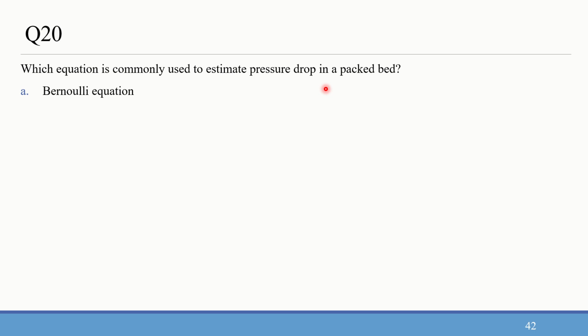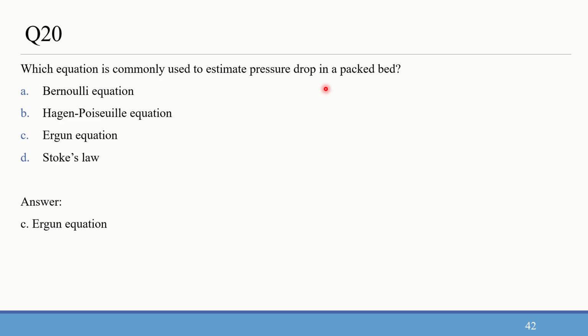So now let us go to question 20, the last question for today's session. Which equation is commonly used to estimate pressure drop in a packed bed? Again, it is a very simple question, which we know: in a packed bed we use Ergun's equation to estimate the pressure drop inside the bed. So options given are option A, Bernoulli equation, option B, Hagen-Poiseuille equation, option C, Ergun equation, option D, Stokes law. So the answer is option C, Ergun equation. So we use Ergun equation to estimate the pressure drop in a packed bed.